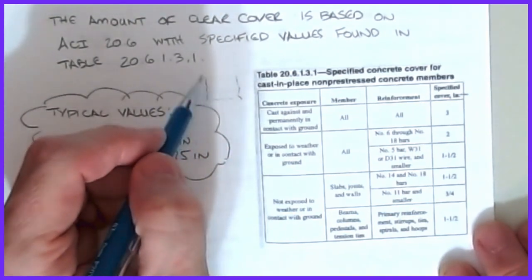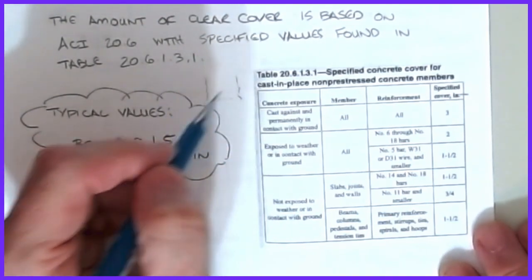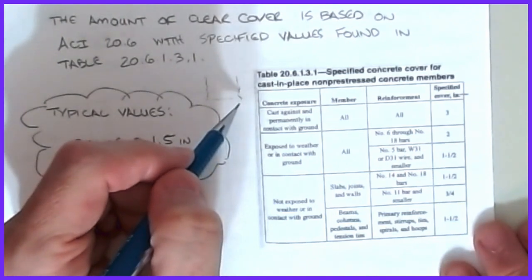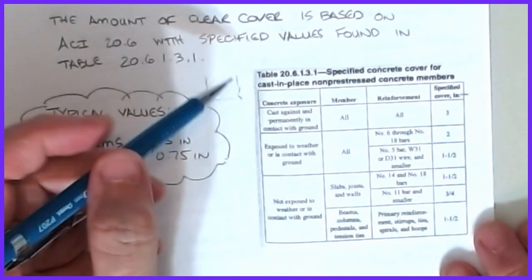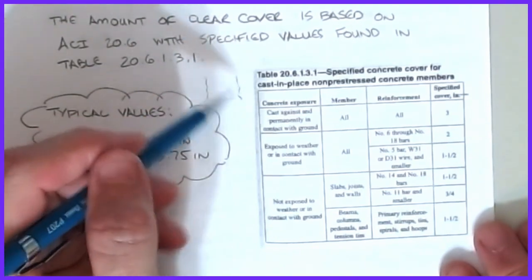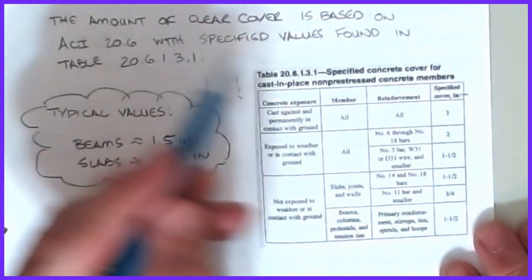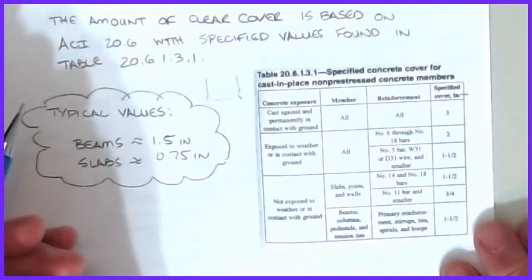It's always got, due to shovels or equipment, some jaggedness associated with it. So we don't want to be trying to put a bar over near a valley or something like that. So for that reason, we have to go to a little bit of a larger size. And so they require 3 inches whenever you're against the ground.